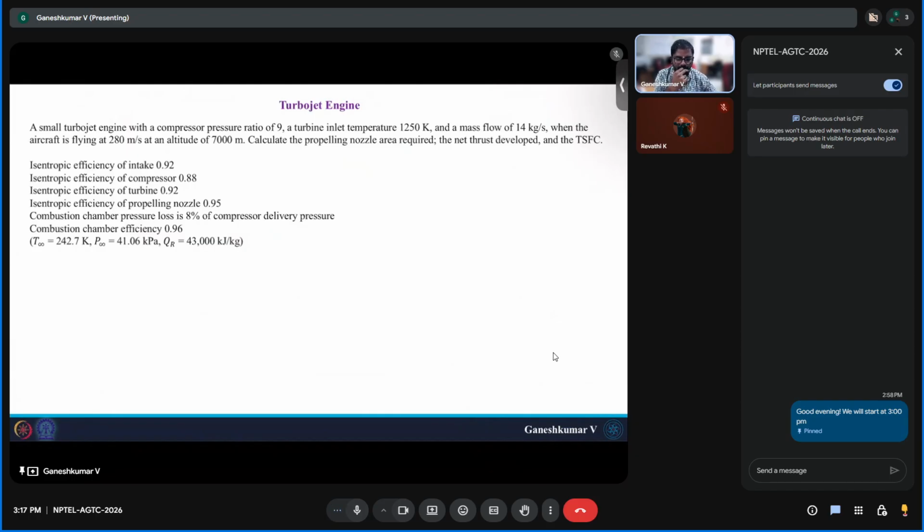So today's problem is a small turbojet engine with a compressor pressure ratio of 9, which means the pressure is going to build up 9 times in the compressor, and the turbine inlet temperature is 1250 Kelvin.